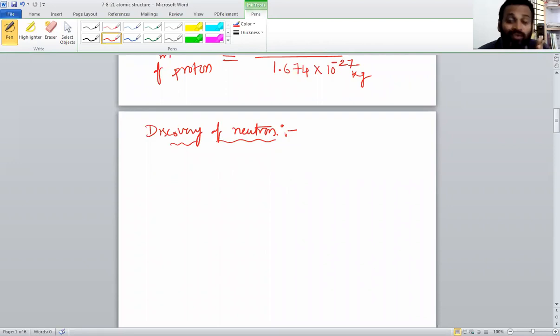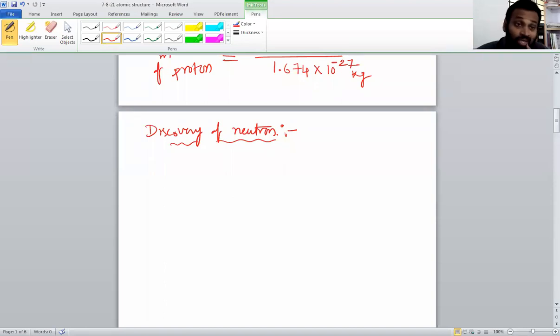Actually, until the Rutherford atomic model, many people thought that the atom consists of only two fundamental particles: one is the electron and one is the proton. Electrons are revolving around the nucleus as planets revolve around the sun. As a planetary model, everybody knows that. Around the sun, planets are revolving. Like that, around the nucleus of the atom, electrons are revolving. They thought that nucleus consists of protons only.